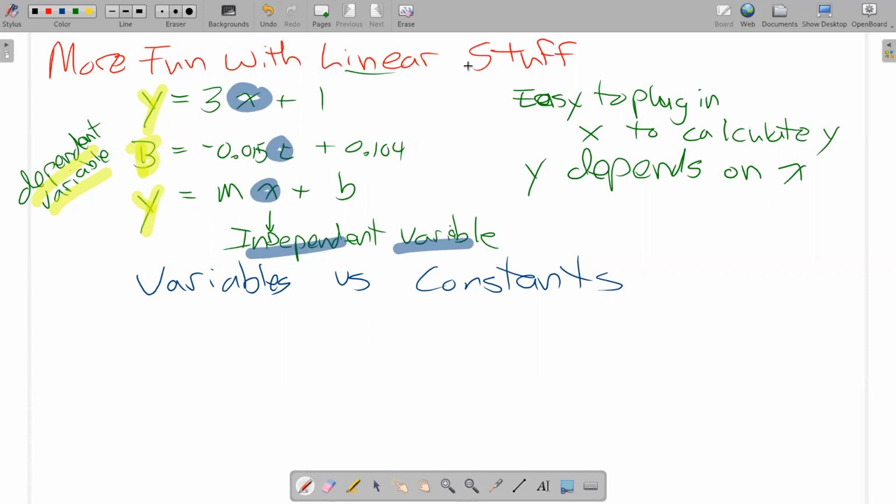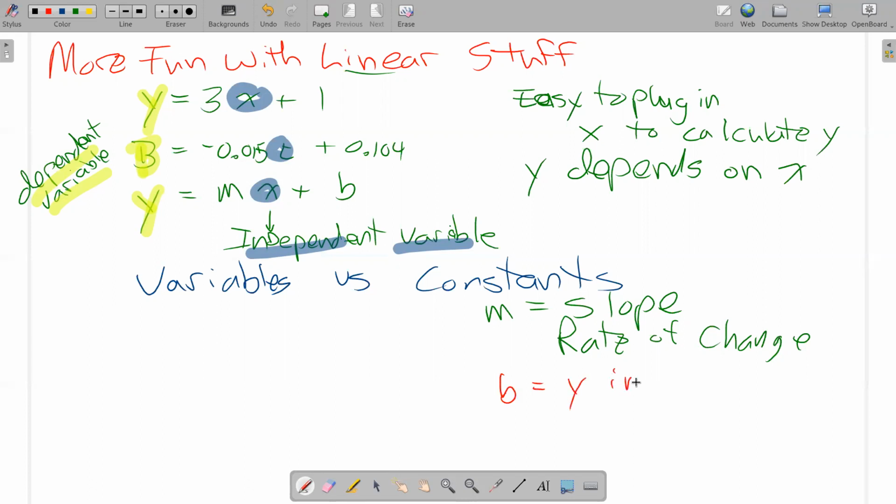In the linear stuff, the kinds of constants we have, m is what we call our slope. It's also called a rate of change. We're going to spend a couple weeks talking about that, why we call it a rate of change. And then that value b is often called the y-intercept. It's sometimes called the starting value, or the initial value.